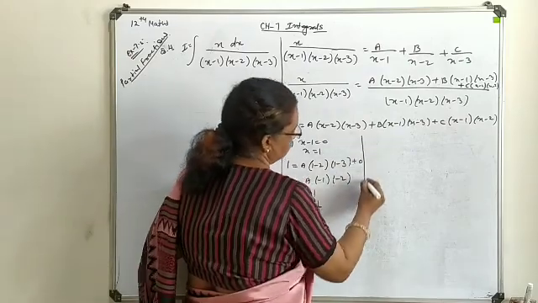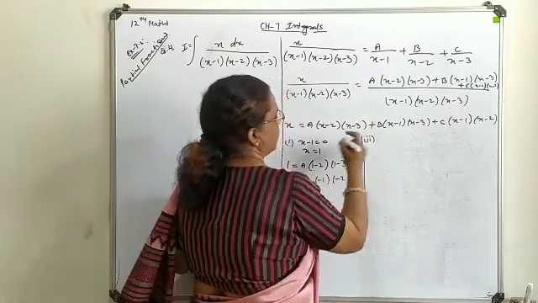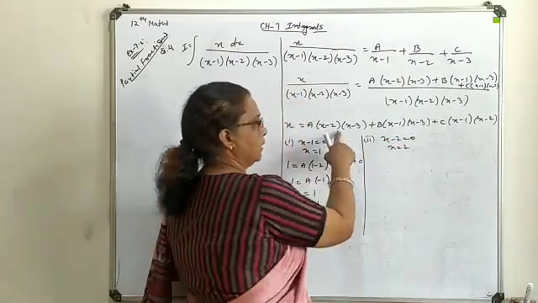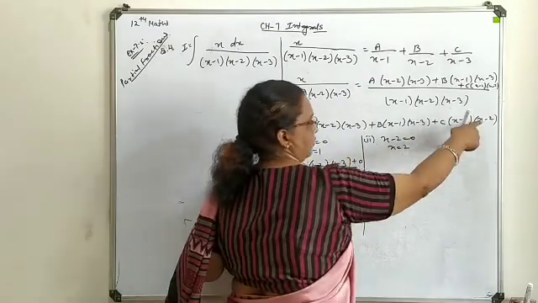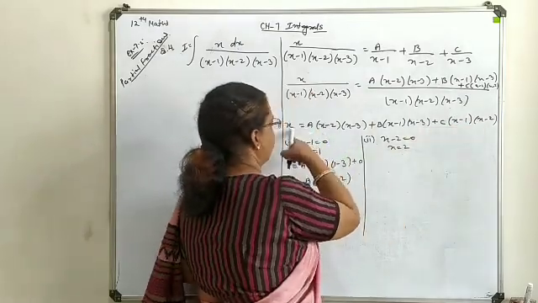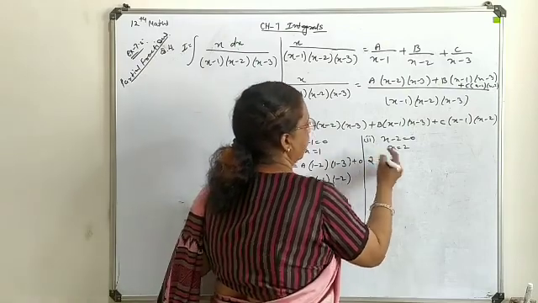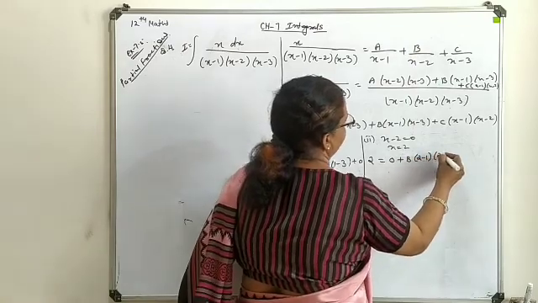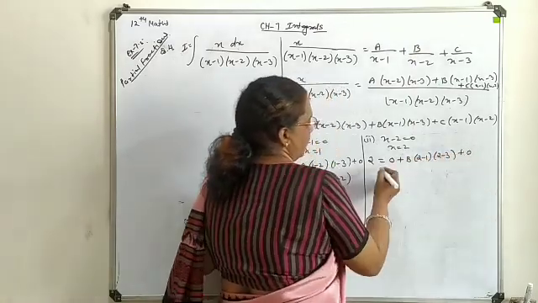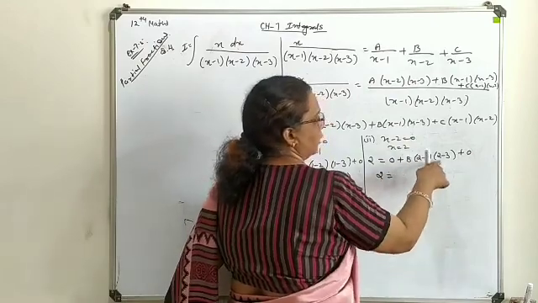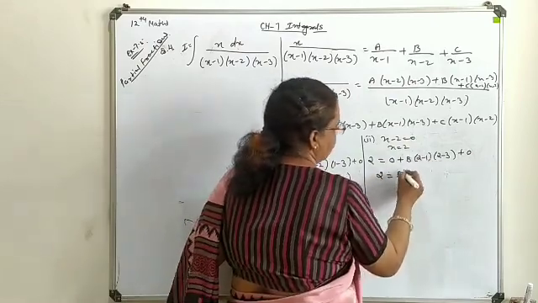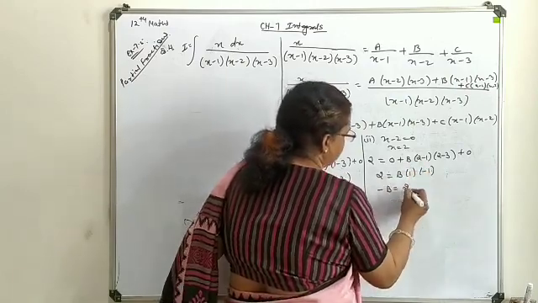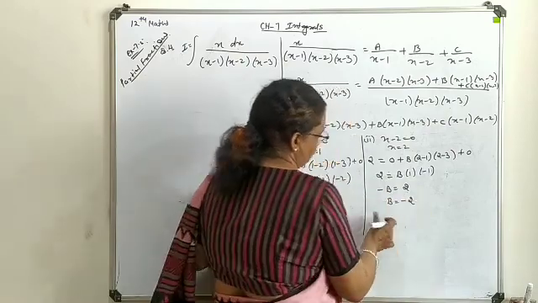Secondly, move towards the second evaluation, keeping x minus 2 as 0, means you substitute x as 2. This will turn to 0, this will turn to 0, as the coefficients are written with x minus 2. So here it will be 2, this will be 0, plus B(2 minus 1)(2 minus 3) plus 0. Now this is 2, this is 1, this is minus 1. So minus B you are getting as 2, or you can say B is minus 2.